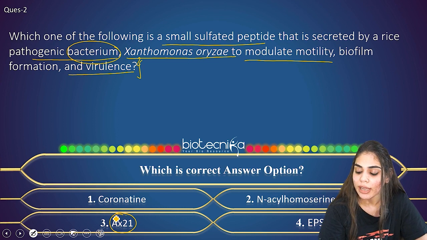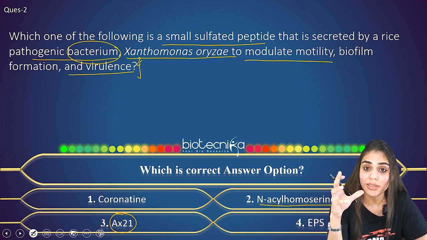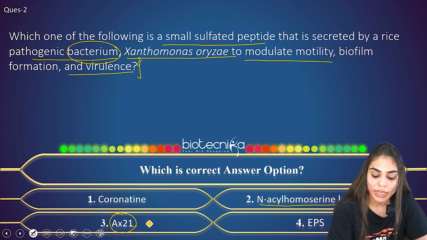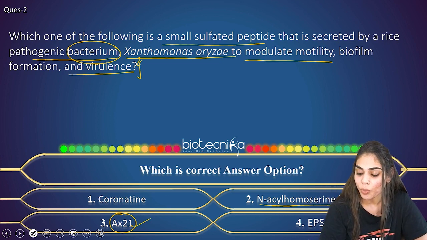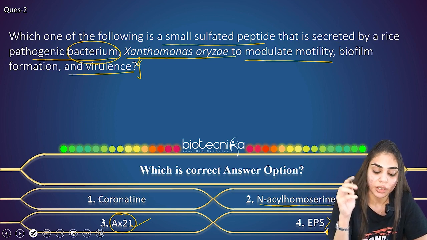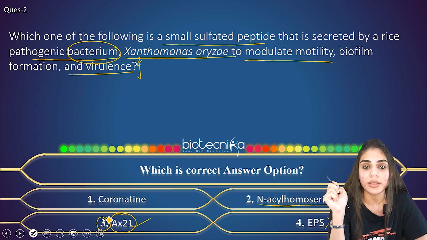What about N-acyl homoserine lactone? They are not synthesized by Xanthomonas oryzae. They are used for some other processes, not here. So AX21 is the only small sulfated peptide, and it is also not an exopolysaccharide. So from here, the right option is answer 3rd. AX21 is the right answer and is the peptide that is secreted by Xanthomonas oryzae.